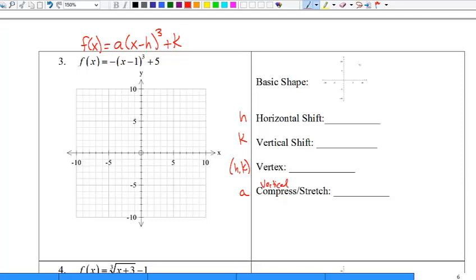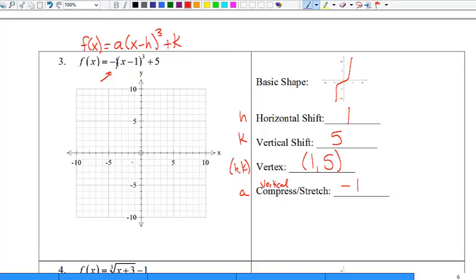So the basic shape is a cubic, which looks like this. My horizontal shift, that's the h, which is opposite of the number that's being added or subtracted to the x inside the function. The vertical shift is 5, which is my k, which is outside the function being added. Put those two numbers together, 1 comma 5, to get my vertex, and then my a is the number out in front. Now this one's a little tricky. It just is a negative, but no one puts just a negative out in front. We have to put a -1 because there is an invisible 1 right there, so we have a -1.